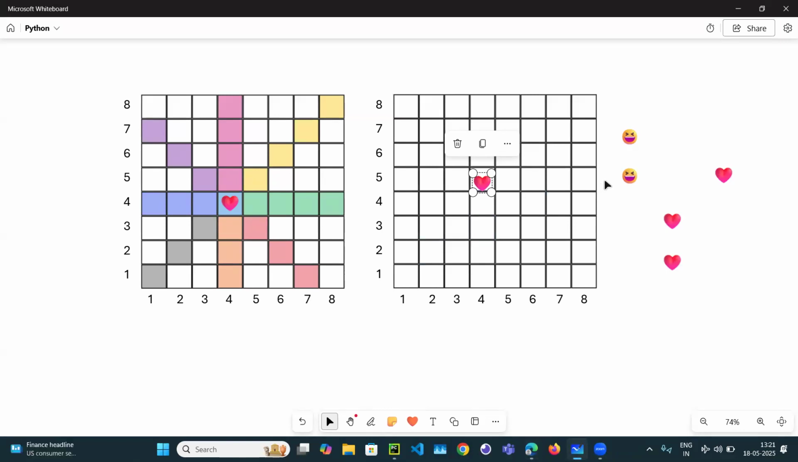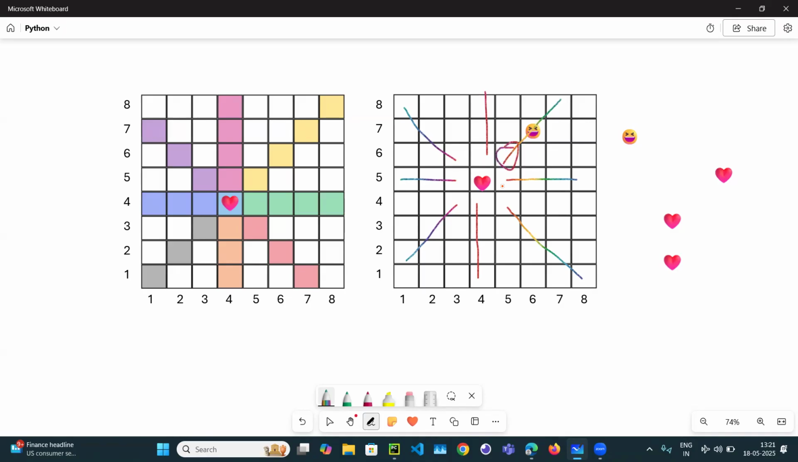Now the question says there can be any obstacle. So let's suppose this smiley is an obstacle. All right. So if there is an obstacle, let's suppose there can be any number of obstacles, one, two, three, four. But let's start with one obstacle. If there is one obstacle, queen can go here, here, here, here, here as well, here as well, and here as well. All right. But earlier queen was going till here, but now queen can go only till here.